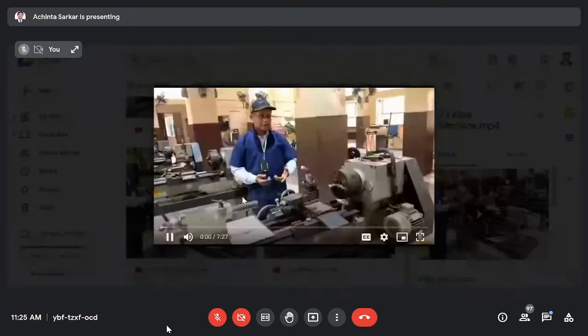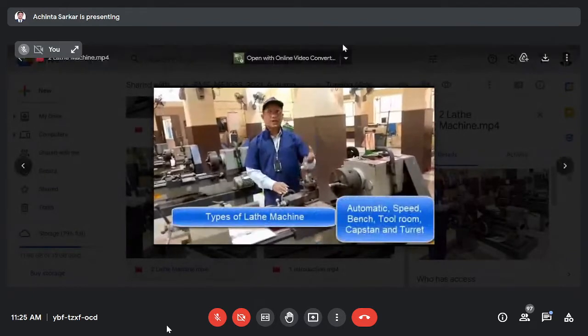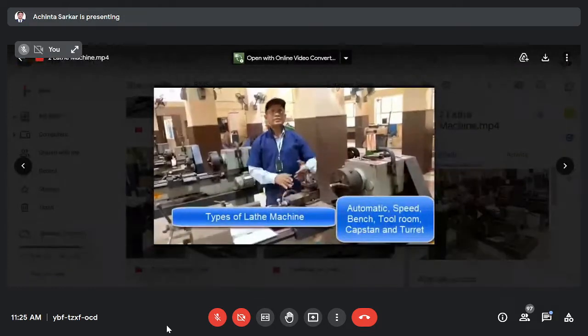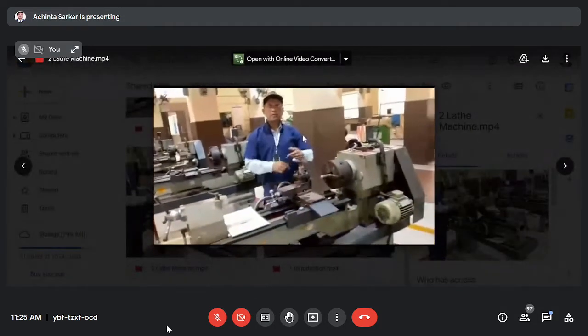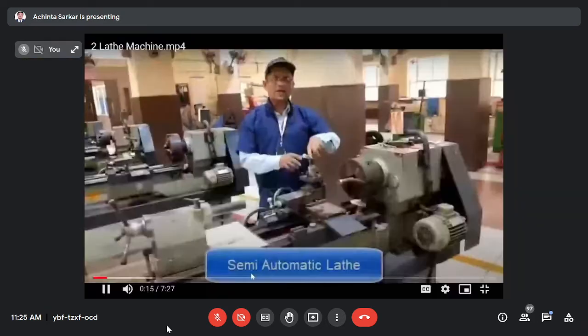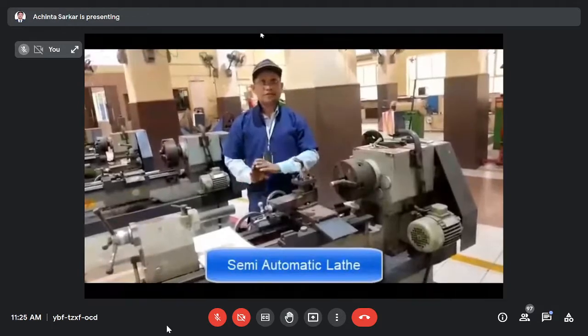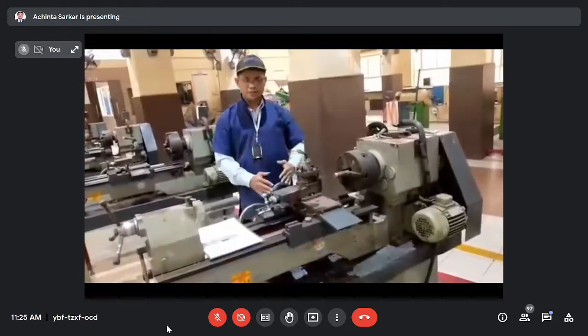Next, different types of lathe machines: automatic lathe, speed lathe, edge lathe, room lathe, and carpenter turning lathe. But we have a semi-automatic lathe. You have to operate it and do your experiment with the help of this machine, which is a semi-automatic lathe machine. Next, I am telling you about different parts of lathe machines.